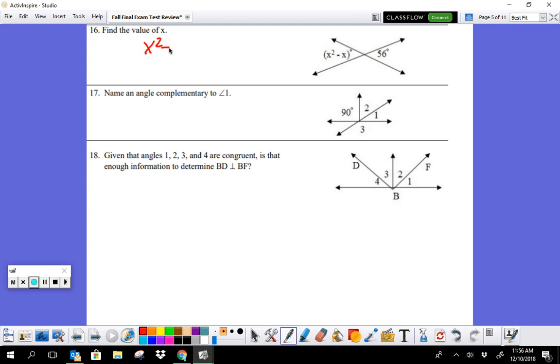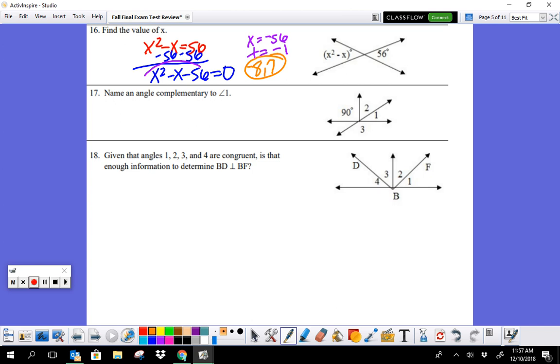So x squared minus x equals 56. Now, we've done enough of these so far. Hopefully most of you know you need to factor this. You cannot factor until you get it equal to 0. So I need to move this 56 over first. So x squared minus x minus 56 equals 0. And now I can factor this. So what I'm looking for are two numbers that multiply to be negative 56, and they need to add up to be negative 1. Those two numbers would be negative 8 and 7.